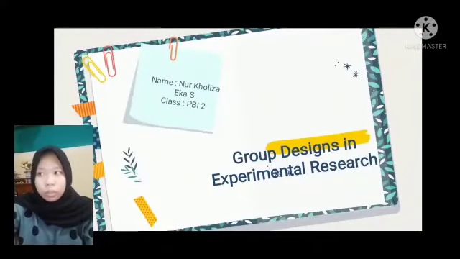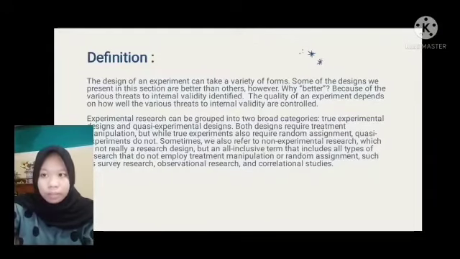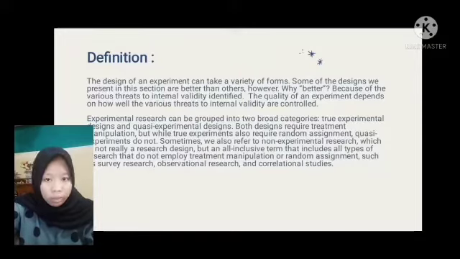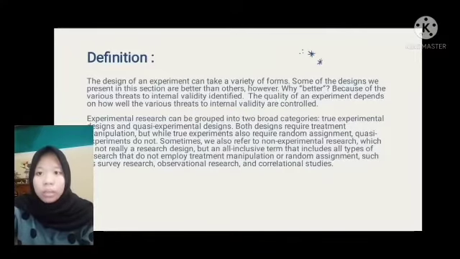Next, we will continue and discuss group designs in experimental research. So what is the definition of that design? The design of an experiment can take a variety of forms. Some of the designs that we present in this section are better than others. Why better? Because of the various threats to internal validity that are identified. So the quality of an experiment depends on how well the various threats to internal validity are controlled.